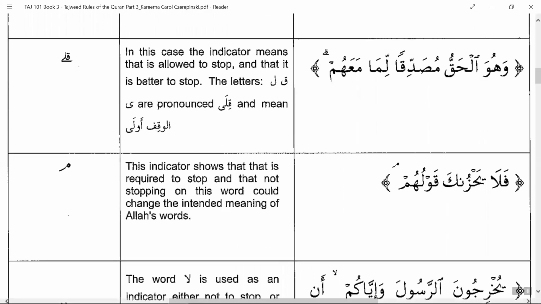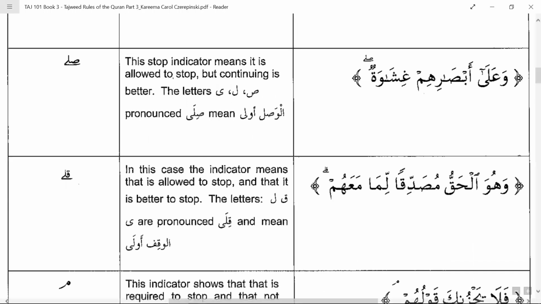The next sign is this one. This is qila, pronounced qaf, lam and ya. This indicator means you are allowed to stop, and it is better to stop. Whereas with sila, which was wasl, it was better to continue. With qila, you can remember waqf, the qaf is for waqf. You can remember it with that. Al-waqf awwala. Awwala is first preference.